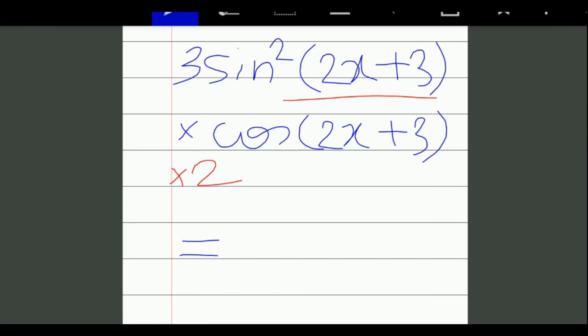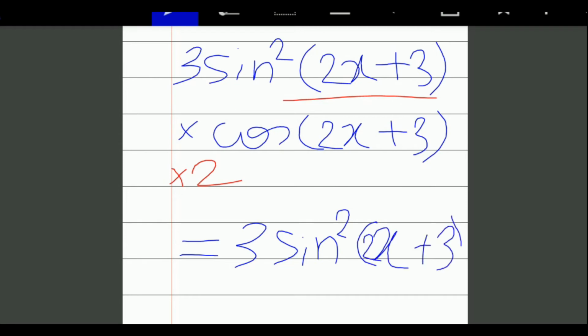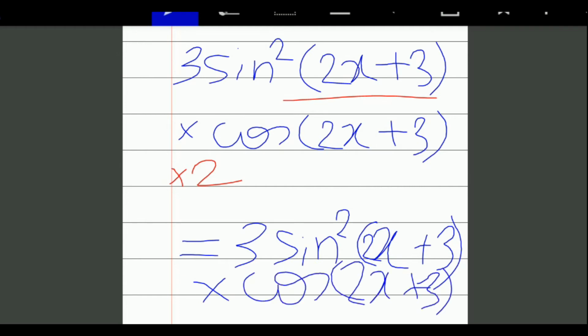So overall the answer would be 3 sin square 2x plus 3 into cos 2x plus 3 into 2.